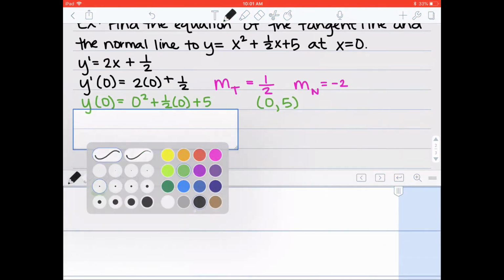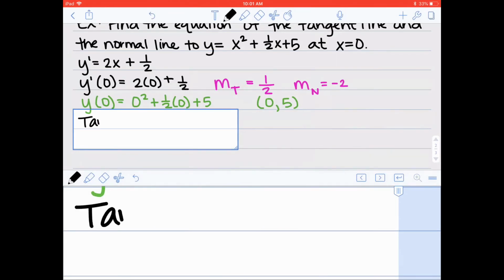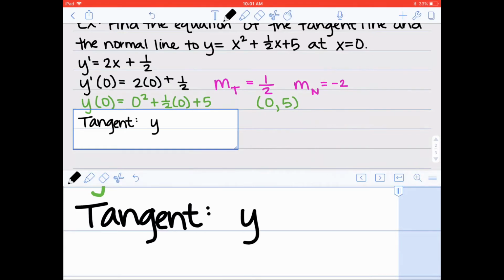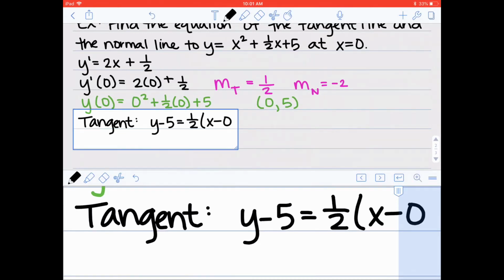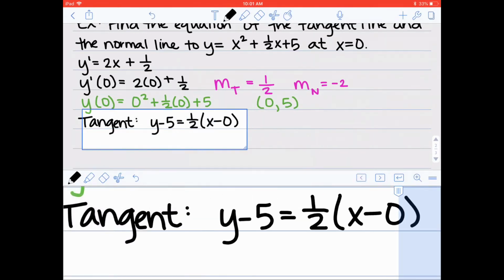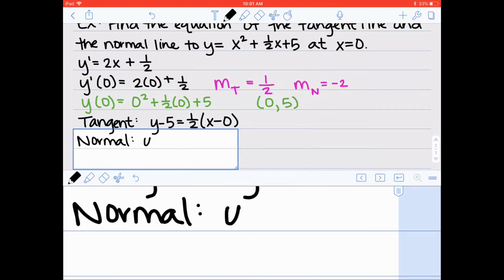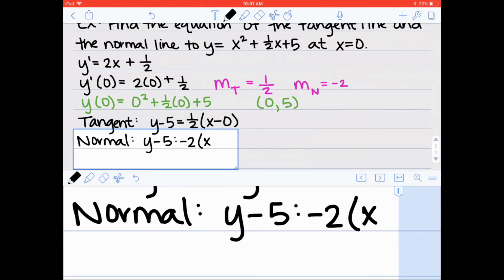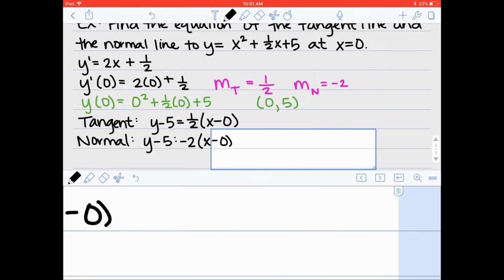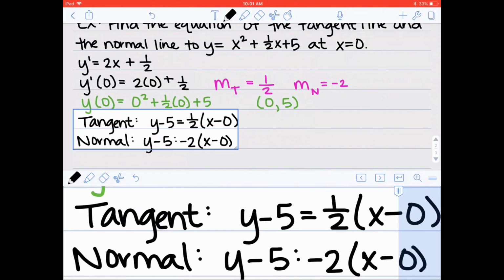The tangent line is y minus 5 equals the slope times x minus 0. And then the normal line is going to be y minus 5 equals that slope times x minus 0. All right, and that's it. That's all you had to do.